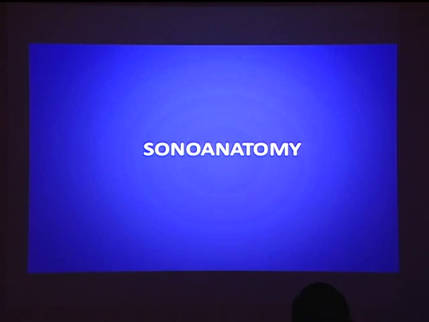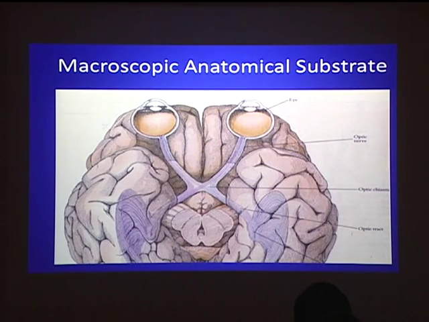What about the sonoanatomy underlying this kind of application? These are just a few images to recall how the optic nerve and the surrounding structures are located behind the ocular globe, and they go obliquely to cross, matching the chiasma structure.